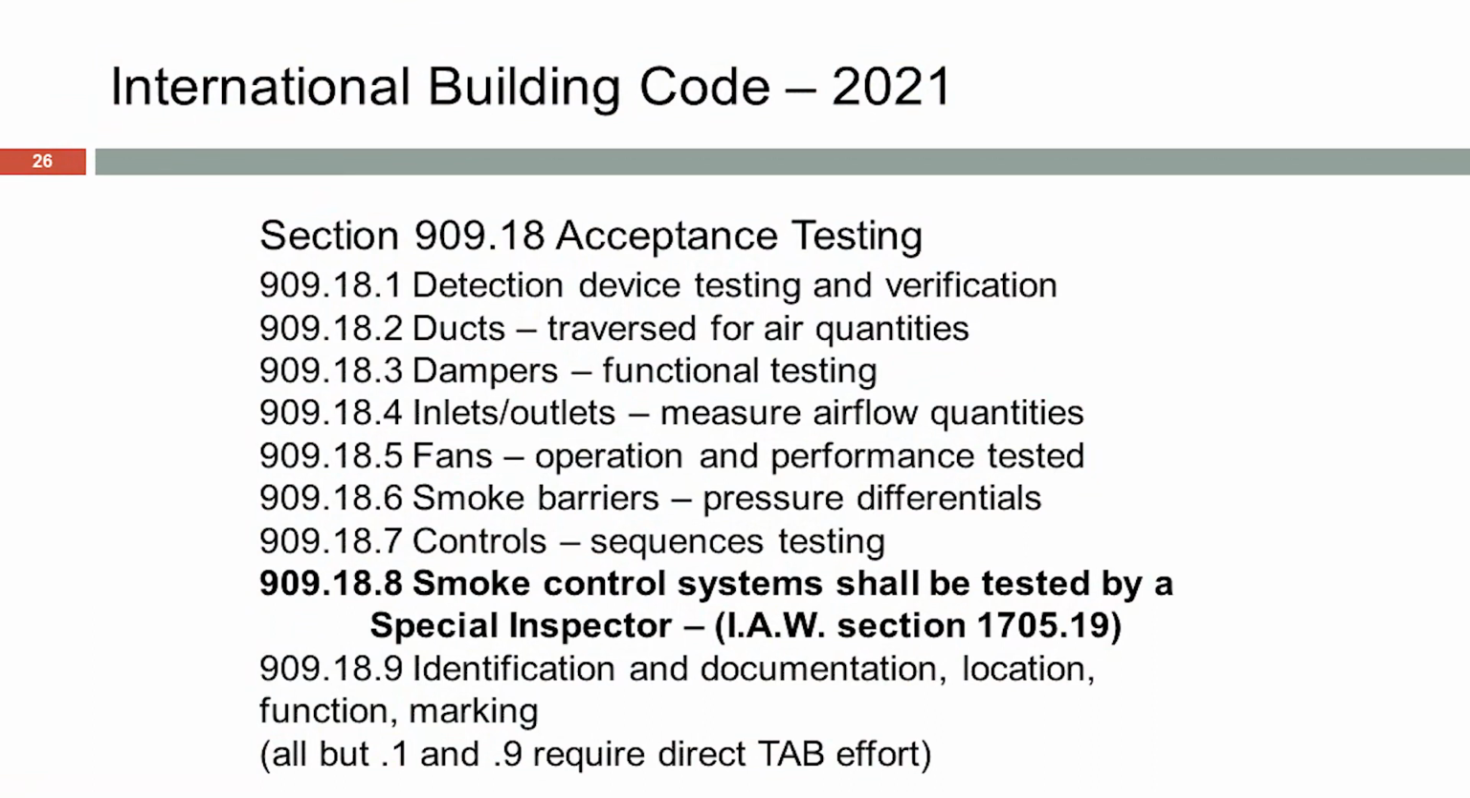Dot 1, detection devices, testing and verification, not typically included in anybody's scope of work at the plan, inspect, test and balance level. That would normally be in the commissioning of the fire life safety systems. However, dot 2, ducts traversed for air quantities. Dot 3, dampers functional testing. Dot 4, inlets and outlets measure airflows. Dot 5, fans. Dot 6, pressure differentials. Dot 7, sequences testing. And then dot 8 is who can do it. And then dot 9 is identification and documentation.